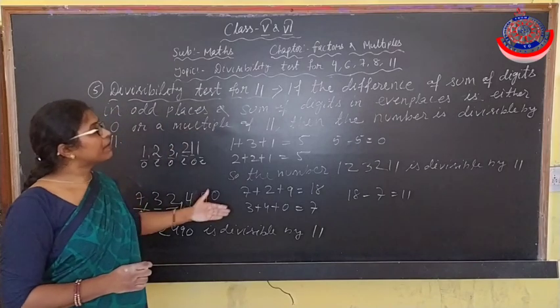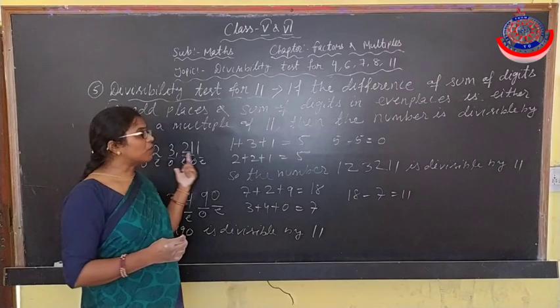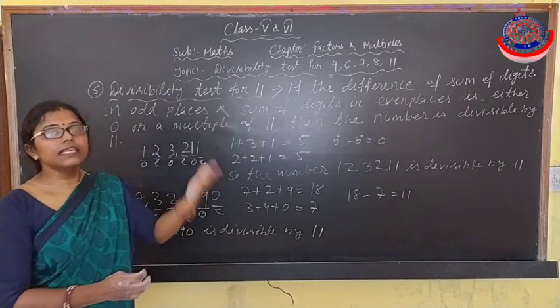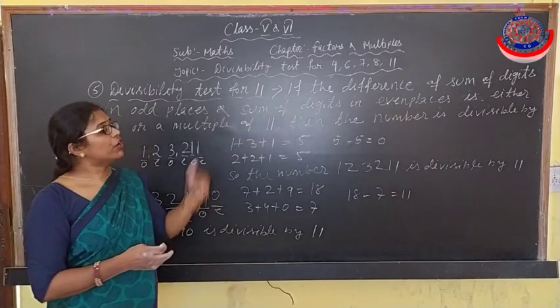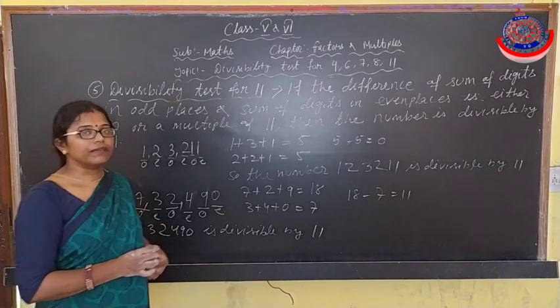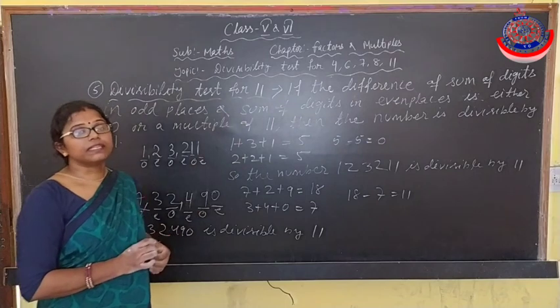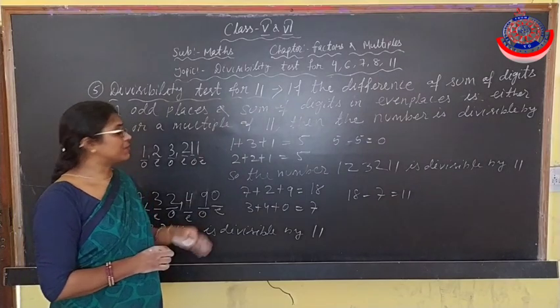If that difference is divisible by 7, the number will be divisible by 7. And in case of 11, what have we done? We have to find the difference of the sum of digits in odd places and the sum of digits in even places. If the difference is either 0 or a multiple of 11, then the number will be divisible by 11. Yes, now I think you are clear about this divisibility test. Now I will give you some assignments which you have to do.